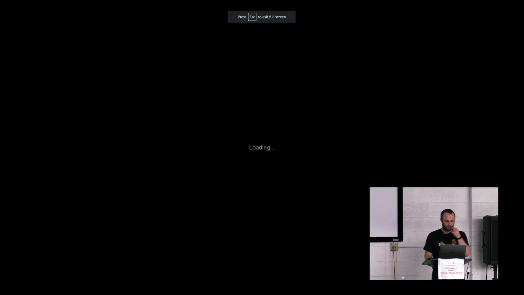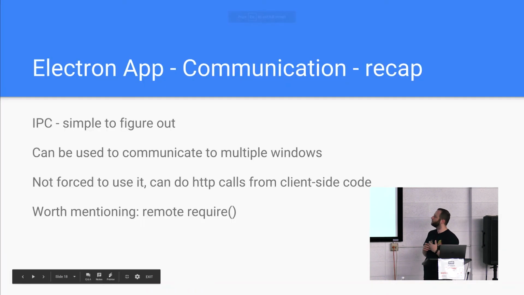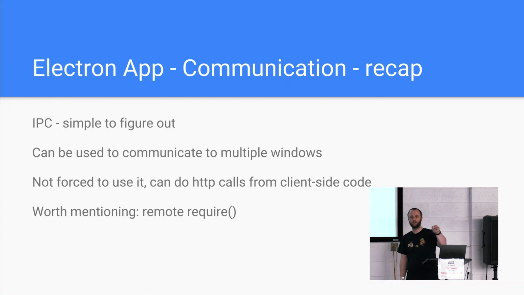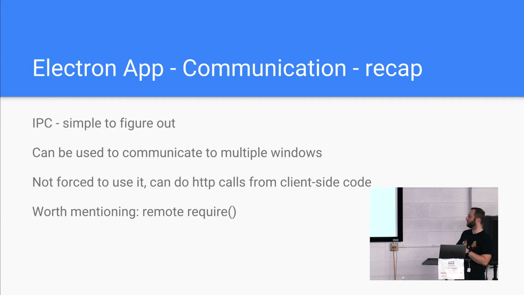So basically just a small recap. The idea is, the IPC part, you see you call on one side saying I'm calling the main process, and on the other side you can listen to a window process, so fairly simple to understand. As I said, you can use it to communicate between multiple windows, either through the main process or through the windows themselves. Again, you're not forced to use it. If you have an app that works and that has its own APIs and its own way of dealing with authentication and so on, you can use the HTTP calls which are in your app already, so nothing changing there.